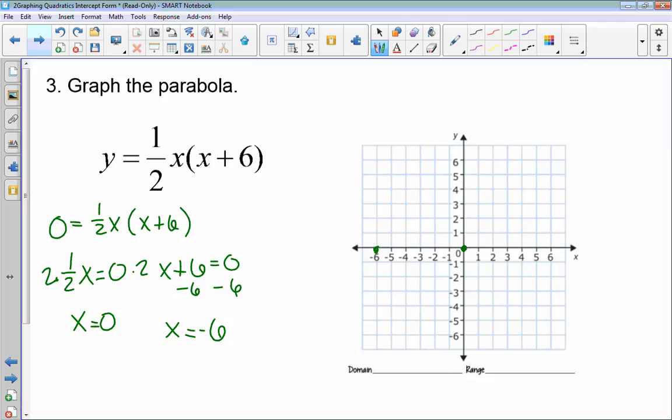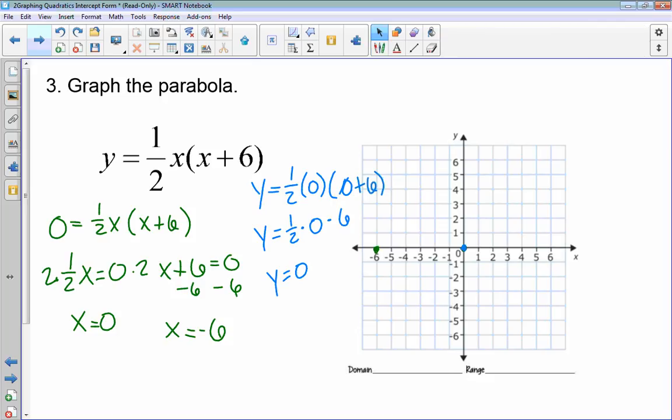The next step is to find the y-intercept. Okay, for the y-intercept we set x to 0. So y equals 1/2 times 0 times 0 plus 6. So I get y equals 1/2 times 0 times 6. Then I get y equals 0, which we already have plotted. Now, like I said 2 slides ago, having 2 points is not enough to graph a quadratic. So like we said on the previous slide, if this doesn't work, we can make a table.